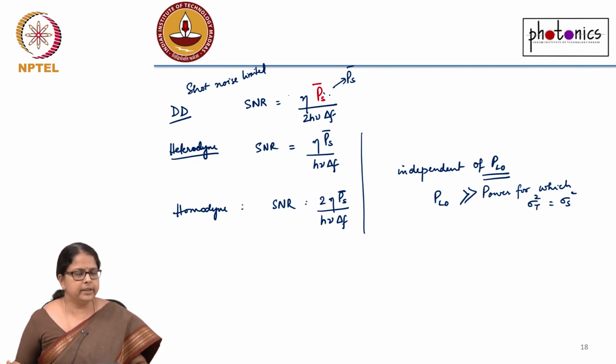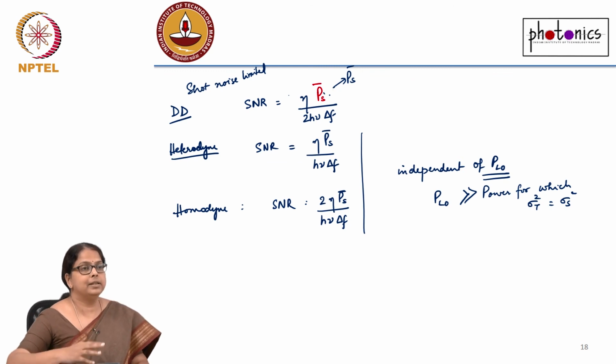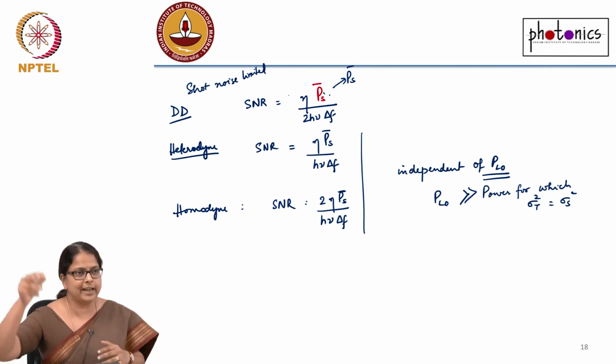So, do not think that as the LO power increases, the shot noise increases, so my SNR is going to degrade. No, it is all getting cancelled in the numerator.